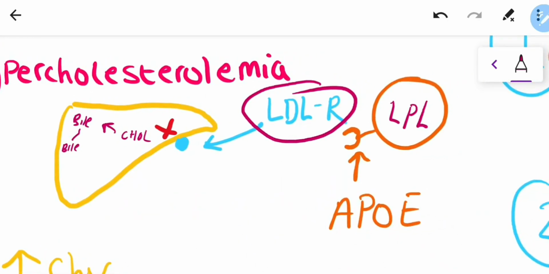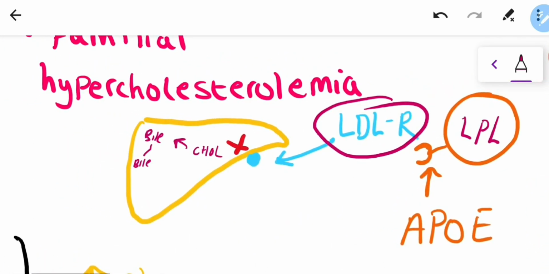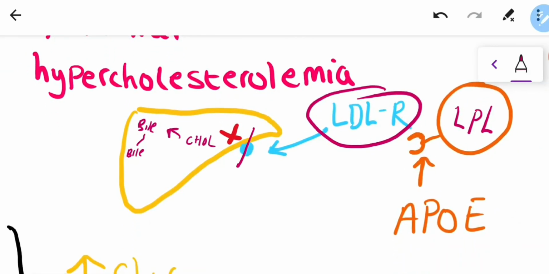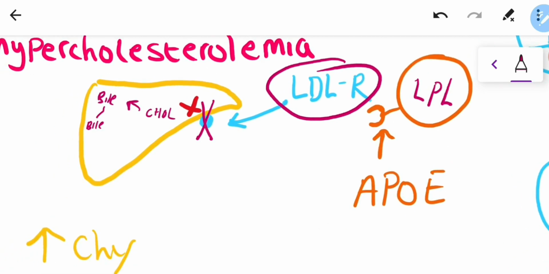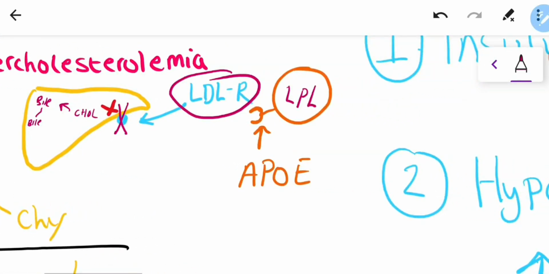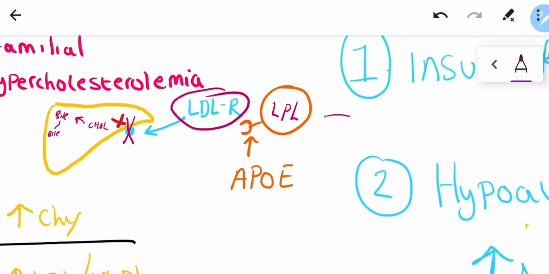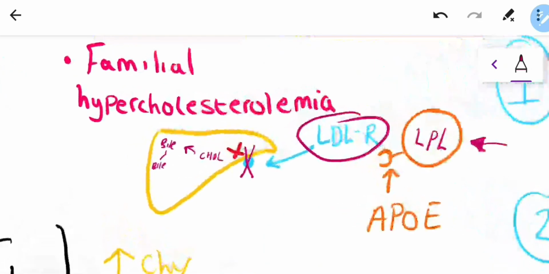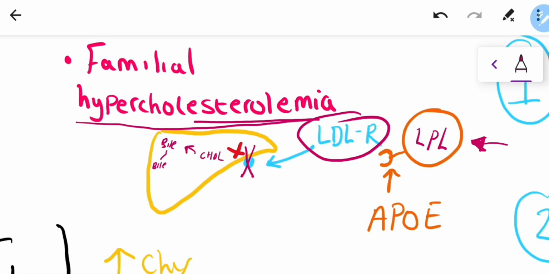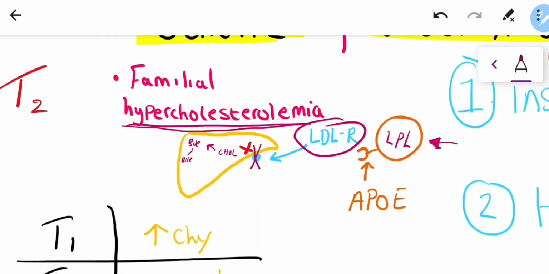Okay, so going back to this, the mutation causes a mutation in the LDL receptor. So what does that mean? This lipoprotein can no longer bind and can no longer release its contents to the liver. So what does that mean? There's just going to be more accumulation of lipoproteins, floating around in our blood. And what does that mean? You're going to get hypercholesterolemia.